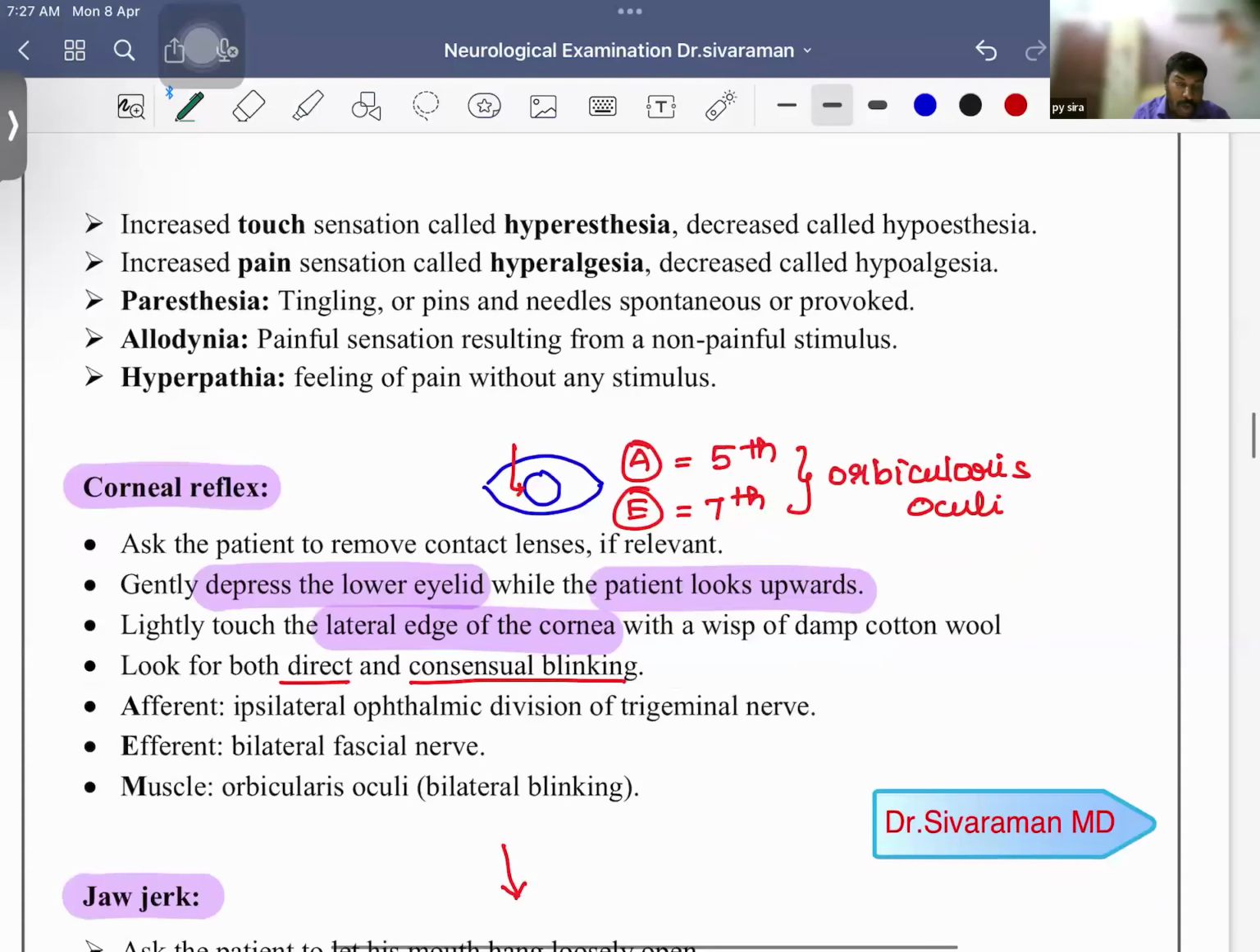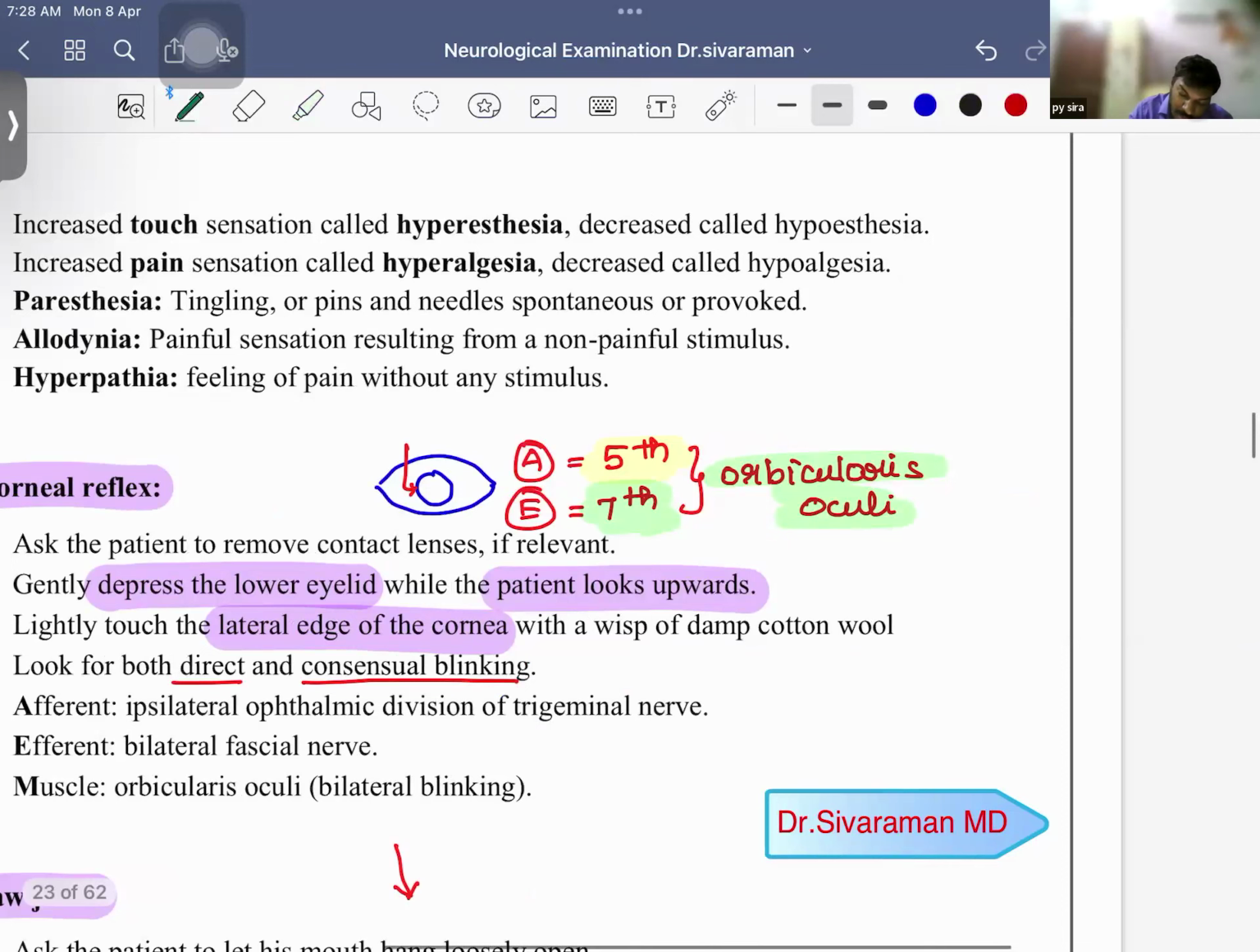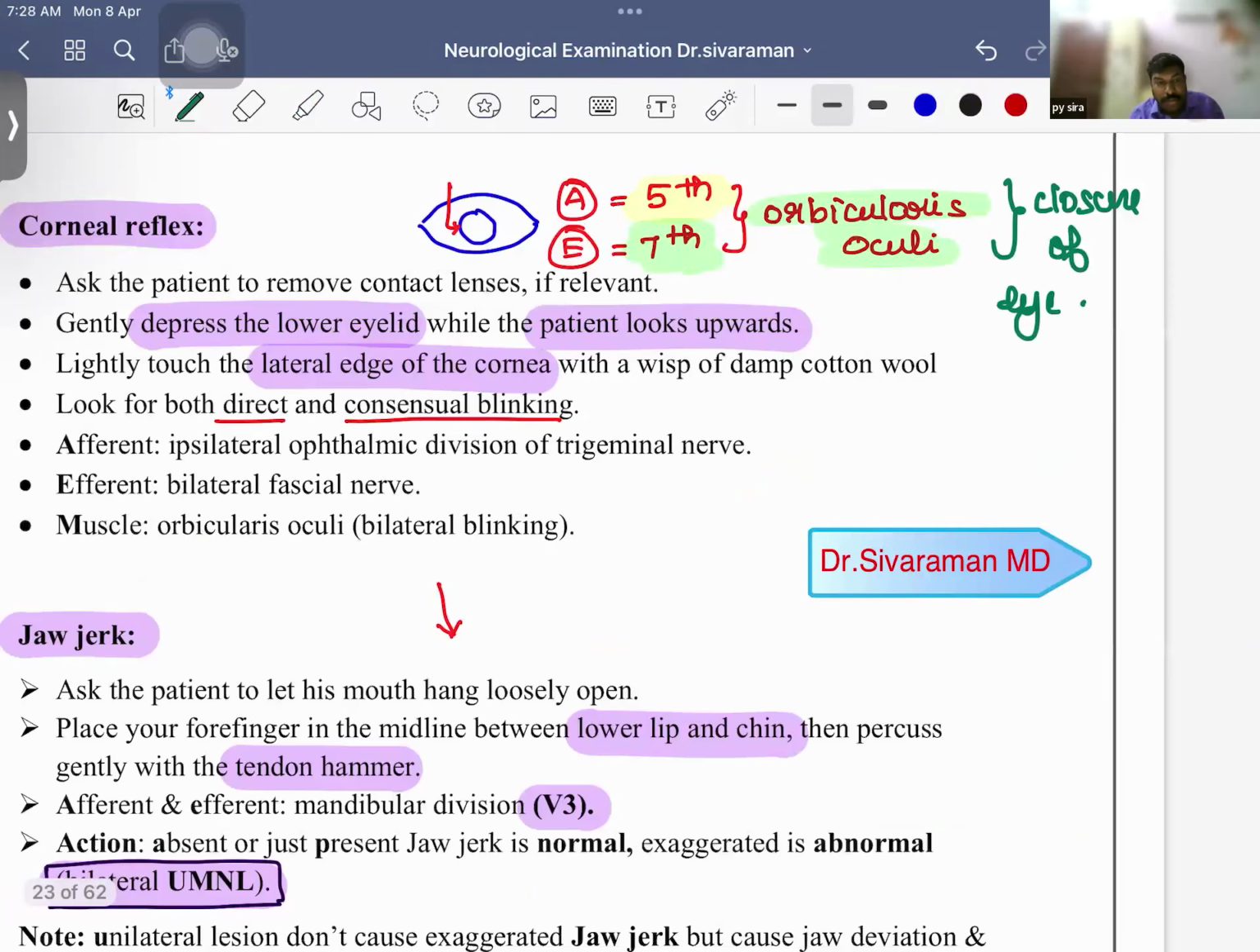Then coming to the corneal reflex. You just touch with a wisp of cotton at the junction between the limbus of the cornea and the conjunctiva. The afferent is by the fifth nerve, and the efferent is by the seventh nerve. The muscle which comes into action is the orbicularis oculi, which causes closure of the eye. So this is your corneal reflex.